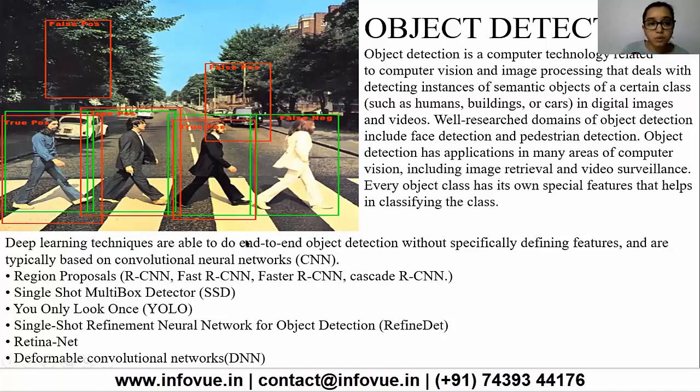What we'll be using in the software is RetinaNet, which comes from the convolutional neural network, CNN, which is a type of object detection. It is an algorithm in object detection. For that we also have RCNN, fast cascade RCNN, then SSD, single shot multibox detector, YOLO, you only look once, then single shot refinement neural network for object detection, and RetinaNet, which we'll be using here. And then we have deformable convolutional networks.